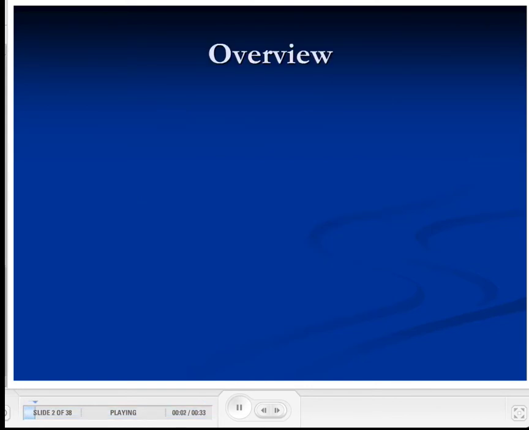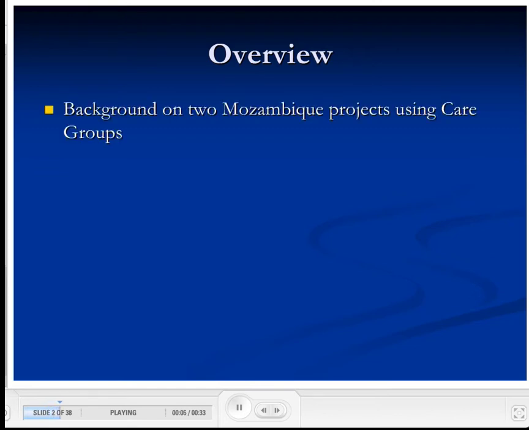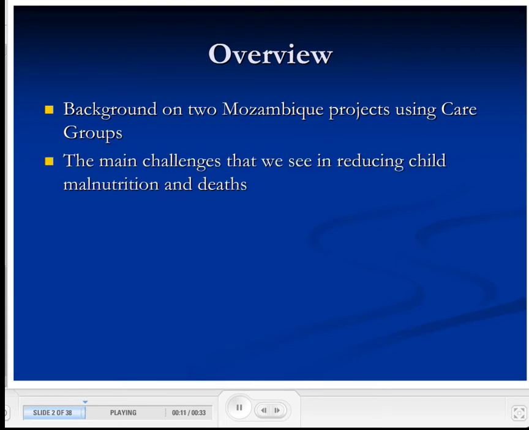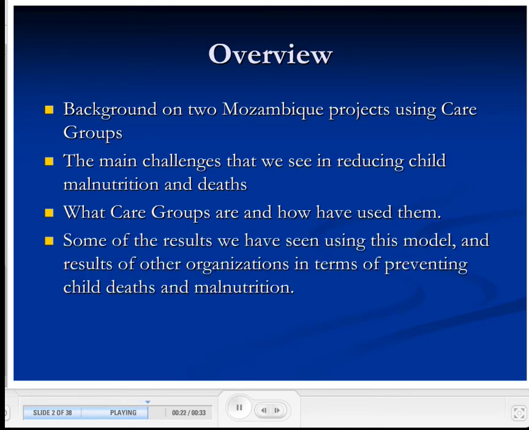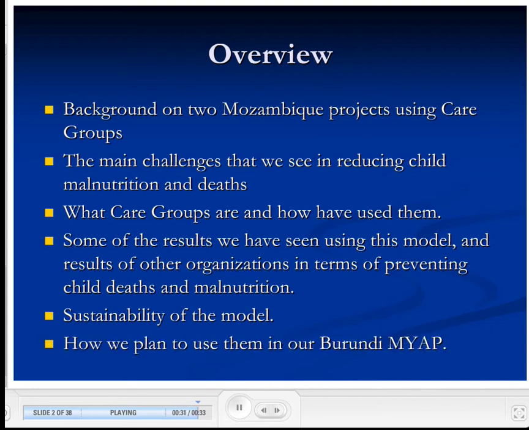Okay, let's start. I wanted to give you a bit of an overview of what we'll be discussing. First, I'll give you a bit of background on two Mozambique projects that have used care groups, and then talk a little bit about some of the main challenges that we see in reducing child malnutrition and deaths, what care groups are and how we've used them, some of the results that we've seen using this model, and the results of other organizations in terms of preventing child deaths and malnutrition, and sustainability of the model. And then we'll talk about how we plan to use them in our Burundi project.